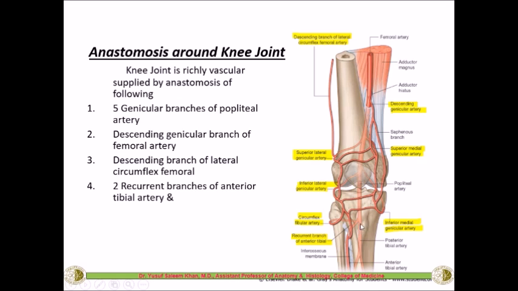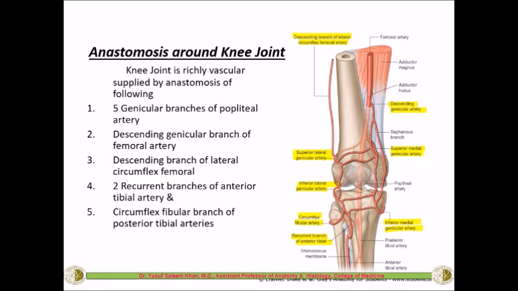Then we have the two recurrent branches of the anterior tibial artery. If you see here, the popliteal artery continues down as the posterior tibial artery, and it also gives a branch called the anterior tibial artery. The anterior tibial artery will give a branch called the recurrent branch of the anterior tibial artery. Then the posterior tibial artery also gives a branch. This is called the circumflex fibular artery.